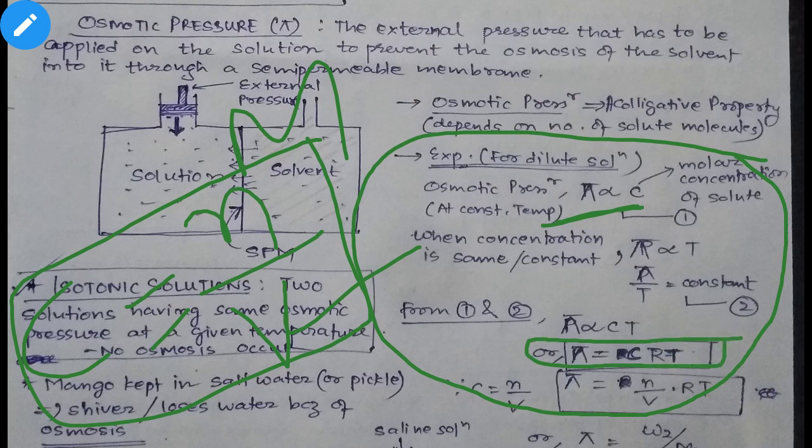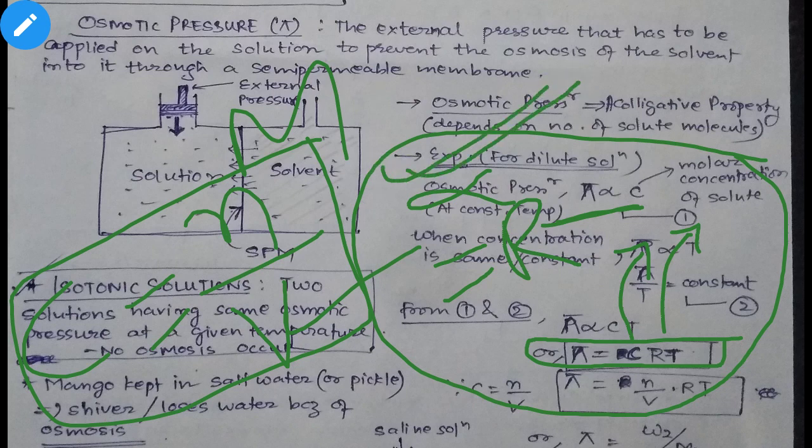Pi equal to CRT. So C is the molar concentration of the solute, R is the gas constant. How do we get it? When we remove this proportionality sign, we will get a constant which is R, okay? So this R is the gas constant, okay? Because here we are talking about the gases, sorry, not gases. So this expression comes from Dalton's law of partial pressure, okay? From Dalton's law of partial pressure we get this expression. So this R is the gas constant, okay?